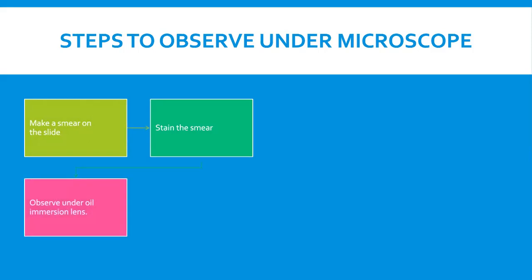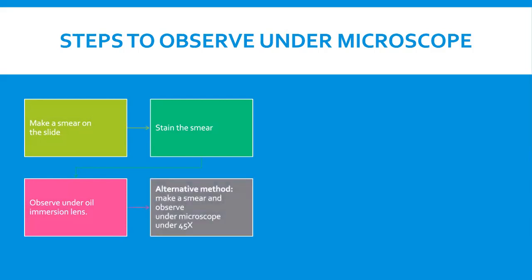Now then you observe it under the oil immersion lens. So you put a drop of oil on that stained slide. You take the oil immersion lens. What's the oil immersion lens? It's the 100x lens. So you adjust your microscope such that the 100x lens is directly submerged into the oil, and then you try to focus the slide on 100x, right?